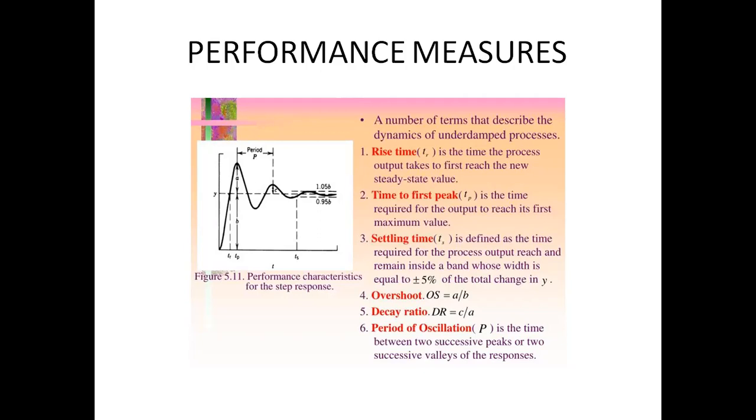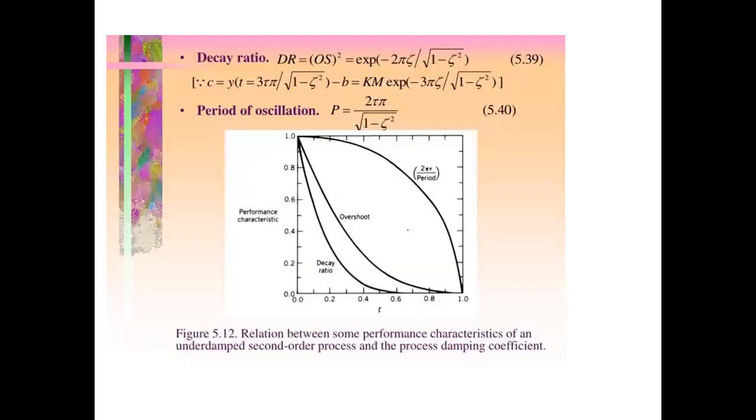It is the time required for the output to reach its first maximum value. Settling time is defined as the time required for the process output to reach and remain inside a band whose width is equal to plus or minus 5% of the total change. In the case of overshoot, OS is equivalent to A by B, and the decay ratio is equivalent to C by A, whereas the period of oscillation is the time between two successive peaks or two successive valleys of the response.